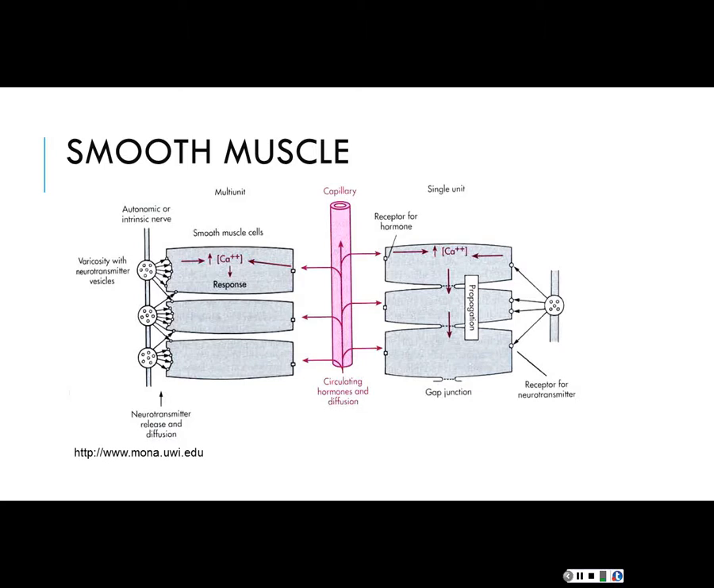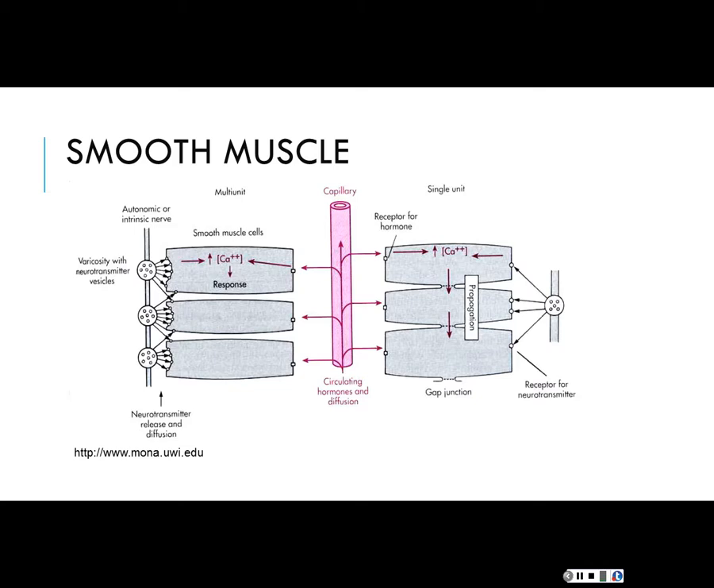Okay, so we're going to now transition to the second of our 3 types of muscles, which is smooth muscle. I'm going to spend some time on this image, and you had a similar one in the handout that you're going to turn in on Thursday. So we'll review it. If you recall, our 3 types of muscles were skeletal muscle, cardiac muscle, and smooth muscle.